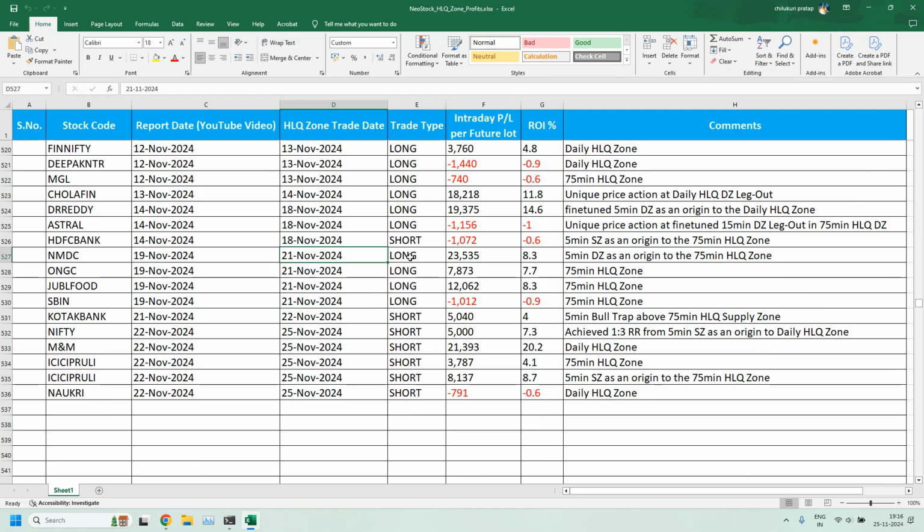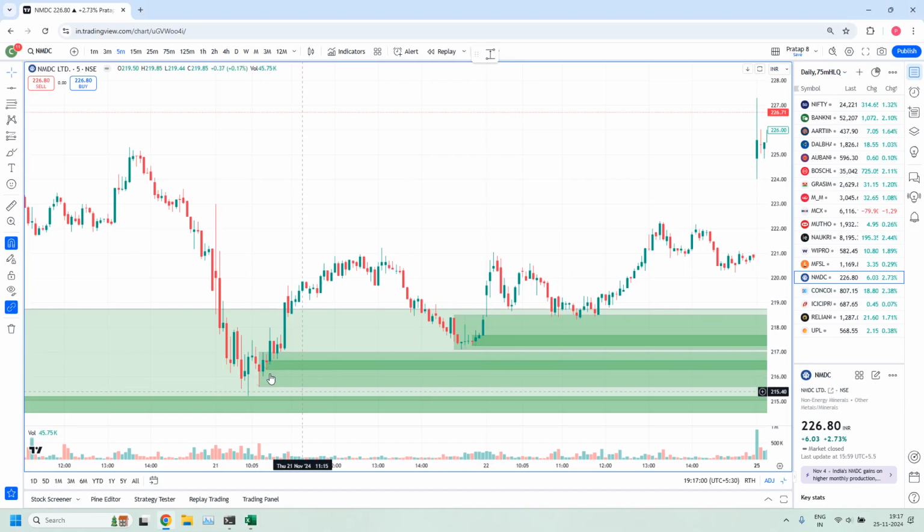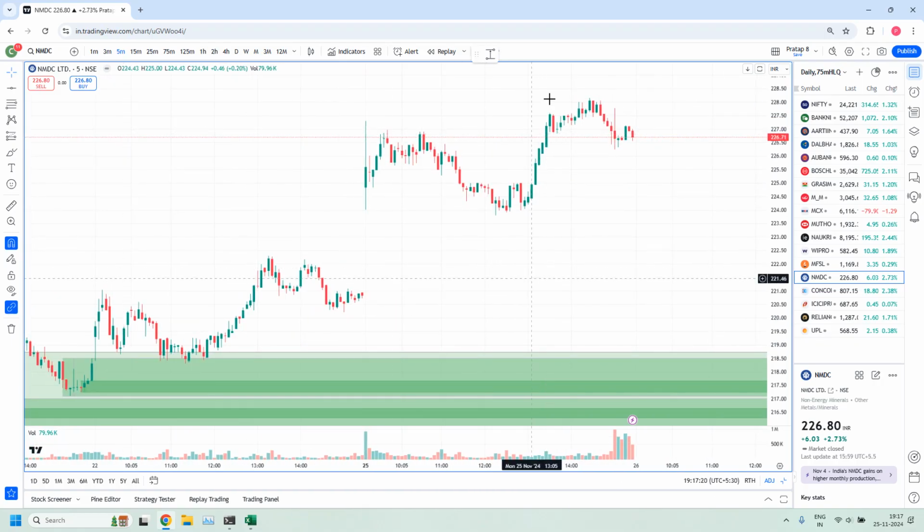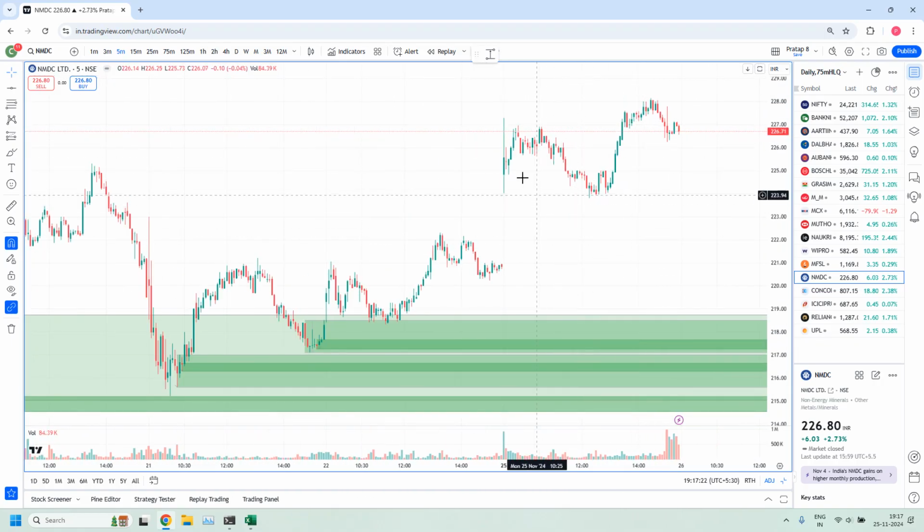NMDC gave a long trade. 23,000 profit, 8.3% ROA. This was the candle that gave a trade on that day. After that, see how sharply it moved. And while moving, this order flow is created. And again, at the market closing, another zone is created here. Okay, anyway, this is today's price action outside the zone, so we didn't get a trade opportunity.